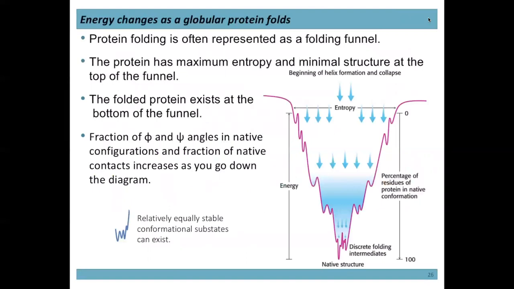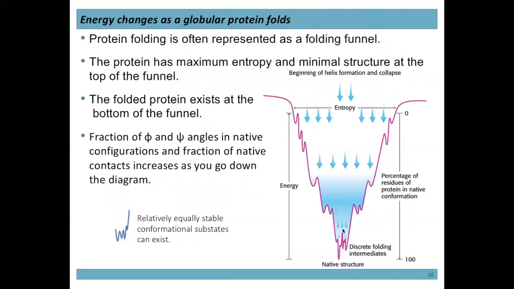But this is what I want to get to. This is what's called a protein folding funnel. And what you've got across the top is entropy, so disorder. So all possible disorders across there. And then you've got energy here. So the energy is decreasing, but as you decrease the energy, the entropy is decreasing as well. You're getting more organized.